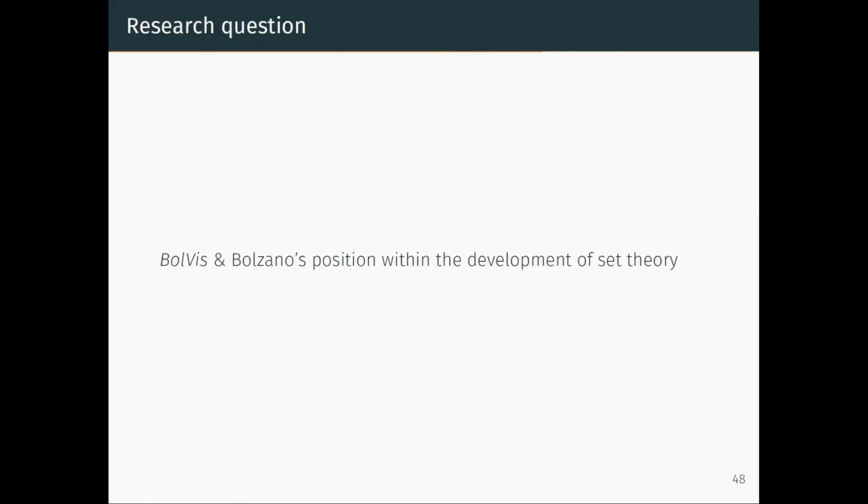We had a specific research question about Bolzano's position within the development of set theory. Set theory is nowadays the common foundation for mainstream mathematics. A big question for set theory was how to develop the concept of number, in particular when you talk about infinite collections. How do you count infinite things? Can you say, for example, that there is a number for the collection of all natural numbers?